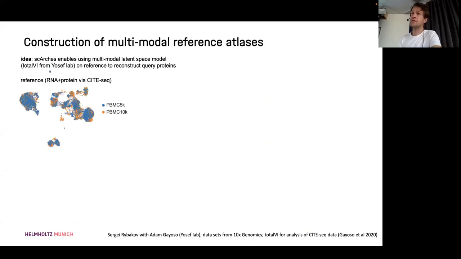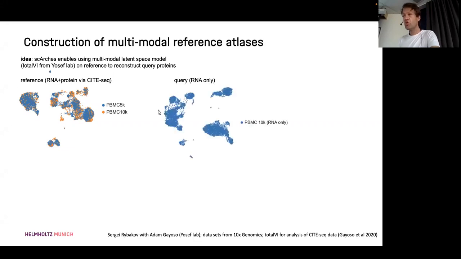And we could actually use scArches just there. So this was a collaboration, where we used his RNA and protein-based embedding. He calls it totalVI, but there are various ways of doing this. We can have a joint atlas on RNA and protein. And then we could query with only RNA. So we could ask, where does the RNA only map? Because in many studies, you might not have everything measured.